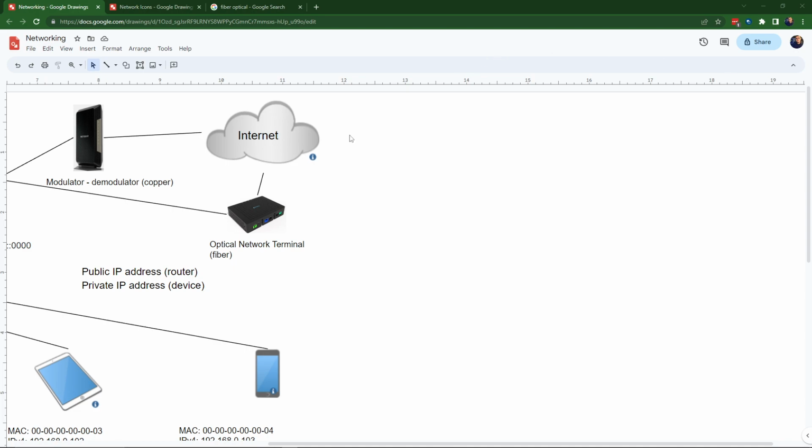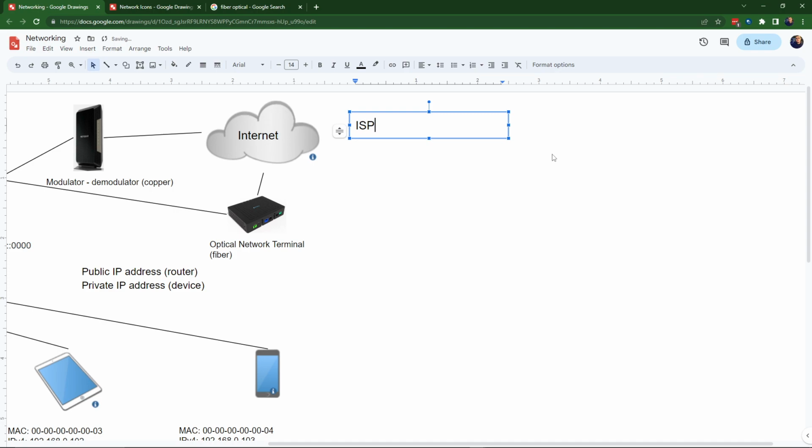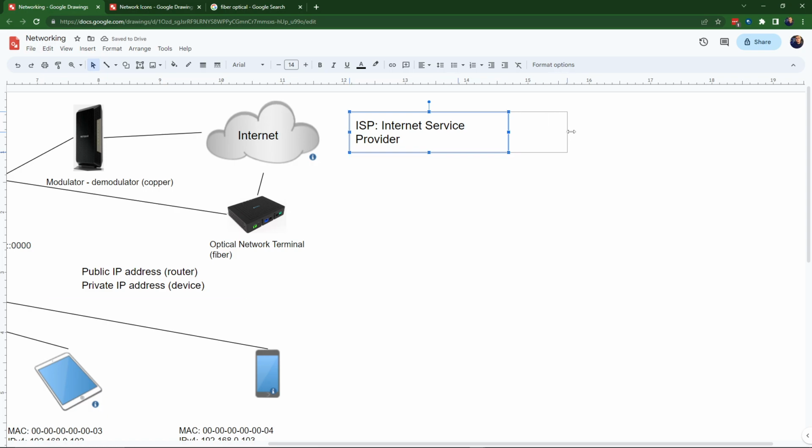So I've zoomed in here a little bit, and let's talk about the internet side of things. If we look at the internet side of things here, we've got a couple things that are important. One, the internet is provided by an ISP, or Internet Service Provider. This is who you pay for your internet, right? So they provide all the connections and everything you need in order to connect out to the internet.